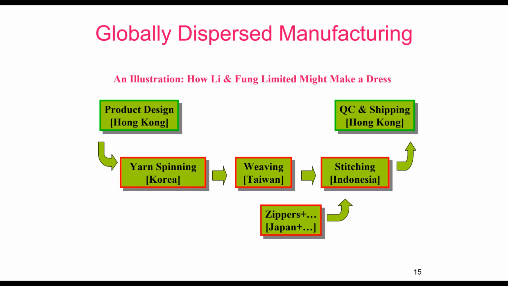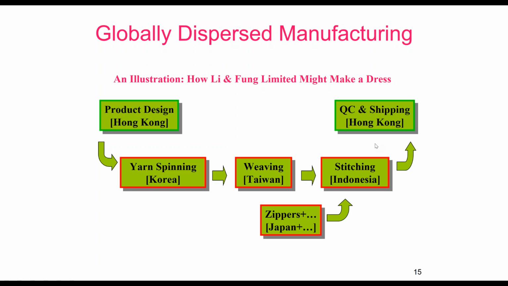Li Feng is a company which used to make dresses, and the way it typically works is that the product gets designed in Hong Kong. Then the yarn spinning happens in Korea, weaving happens in Taiwan, stitching happens in Indonesia, zippers and everything are in Japan, and then quality control and shipping happen out of Hong Kong.